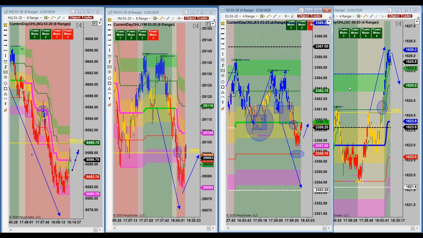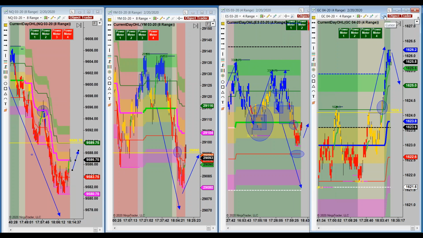And the bar in gold broke up here at 1803, 1805, actually 1804. So gold was the last. So in sequence, NASDAQ, YM, ES, and gold pop up in that order.